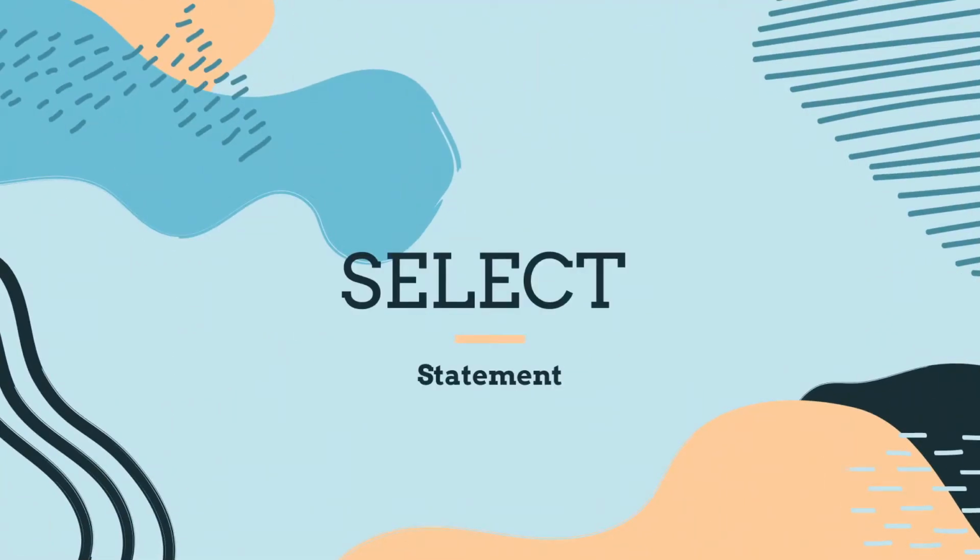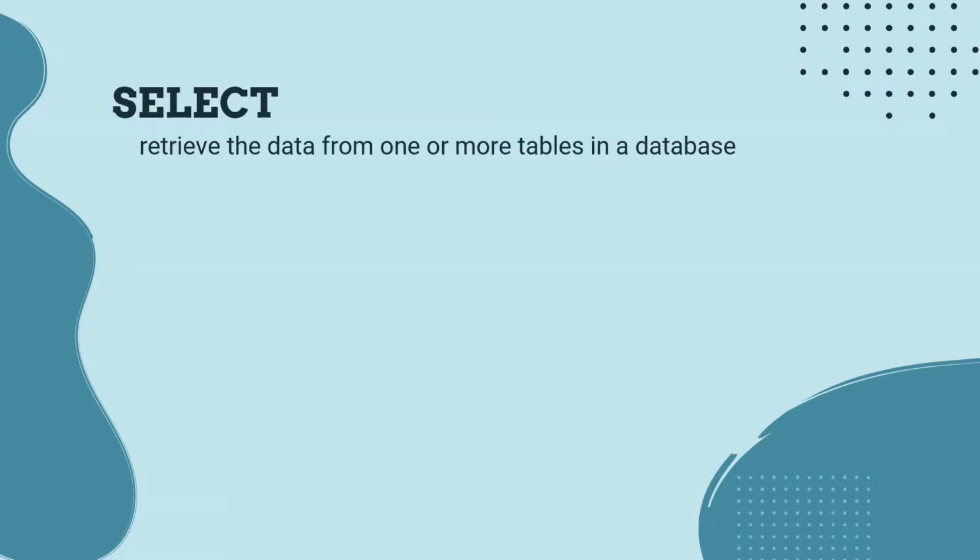First, we will discuss about select statement. The select statement retrieves the data from one or more tables in a database. A table consists of rows and columns like a spreadsheet. The result of the select statement is called a result set, that is a list of rows, and each row consists of the same number of columns. The syntax of the select statement is select, then column name, then from, and then table name.